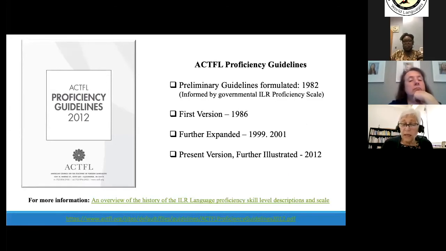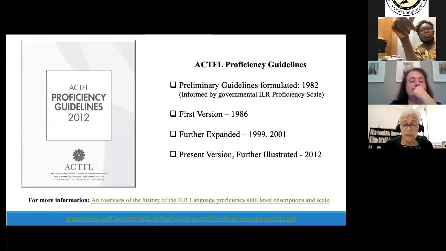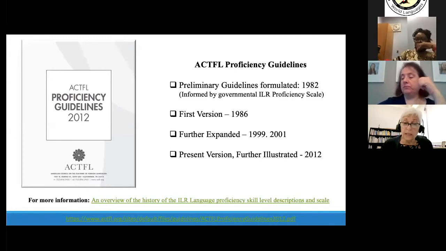What you see in the illustration here is a screenshot of the ACTFL Proficiency Guidelines 2012. The ACTFL Proficiency Guidelines are the guidelines that we're going to be referencing throughout this session when we talk about proficiency guidelines. And ACTFL, of course, being our national organization. And the ACTFL Proficiency Guidelines were developed based on a scale that was created for governmental purposes, the Interagency Language Roundtable.